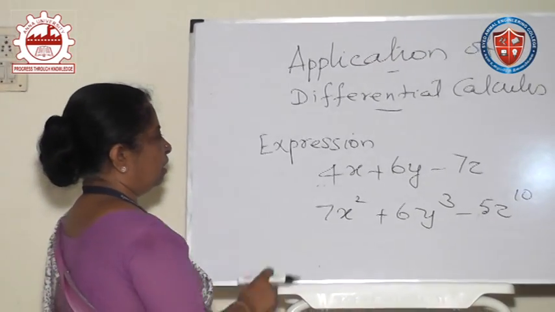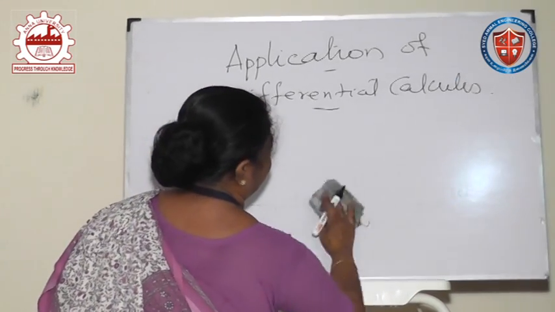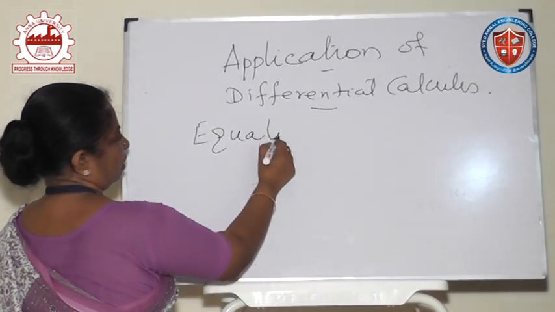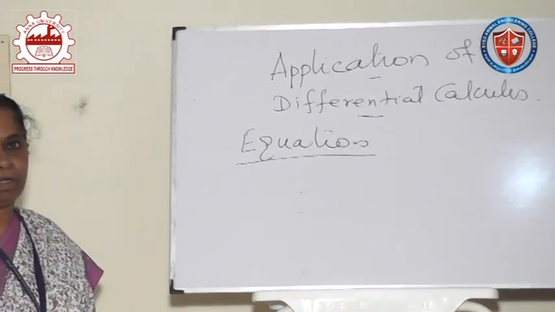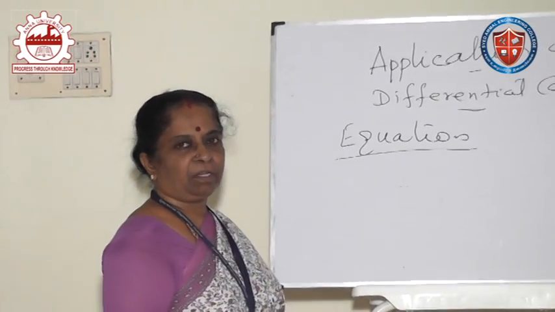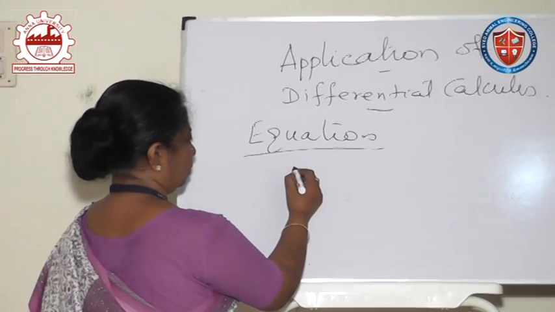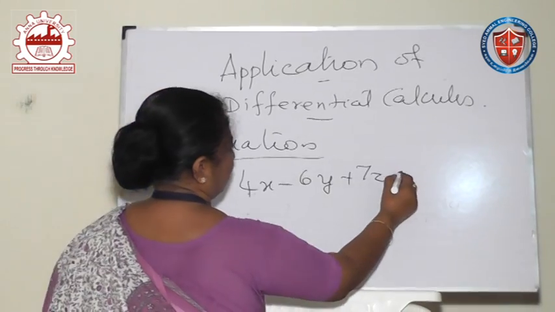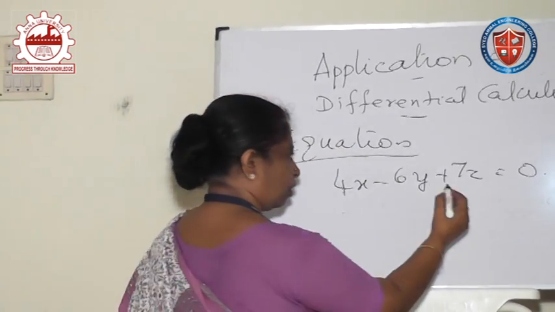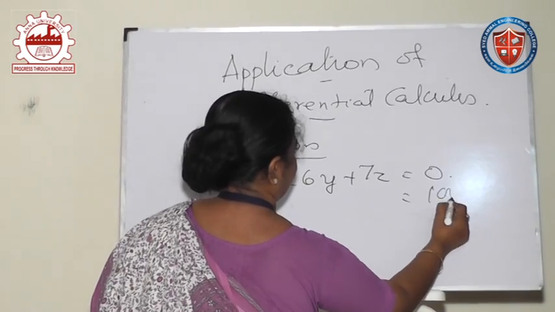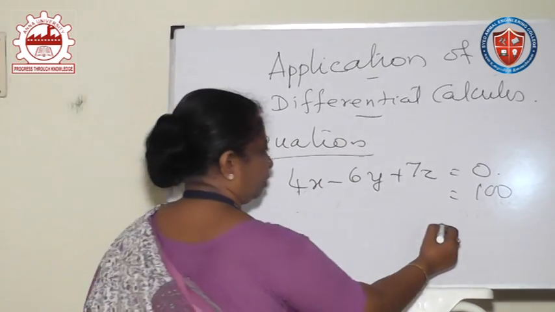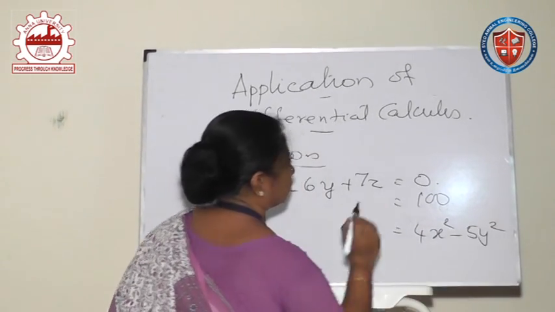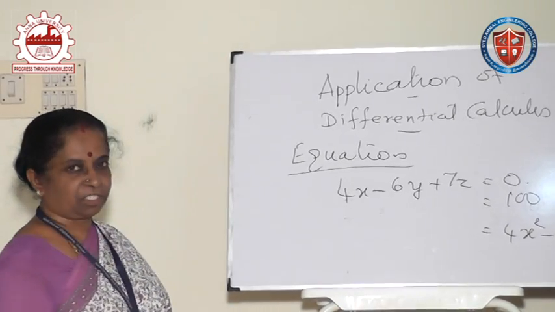This expression, when we equate it to a constant or a variable or another expression, we take it as an equation. Example, 4x, 6y, 7z equal to 0, or equal to one constant 100, or we can make it out as another expression. We call it an equation.